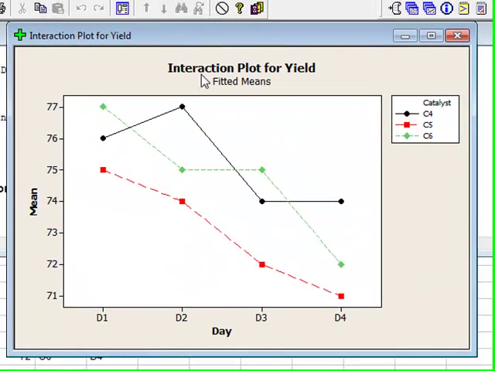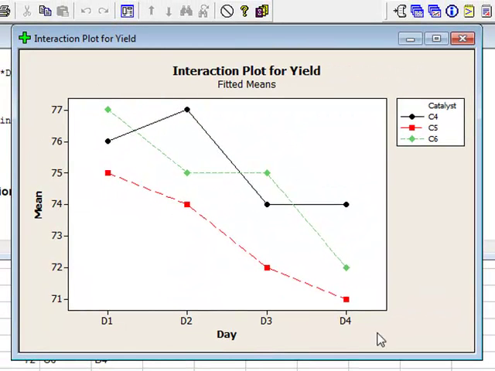We get our interaction plot here, where each line shows a separate catalyst. We know that the day has a significant effect, and indeed it appears that there is a decrease in the yield from day 1 to day 4. There also appears to be a difference between some of the catalysts, which agrees with the calculated p-value.